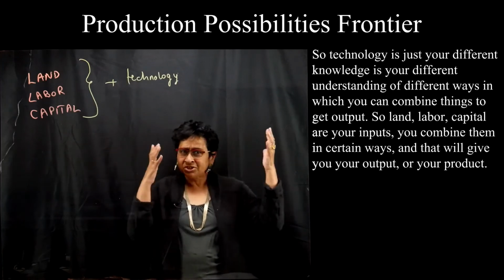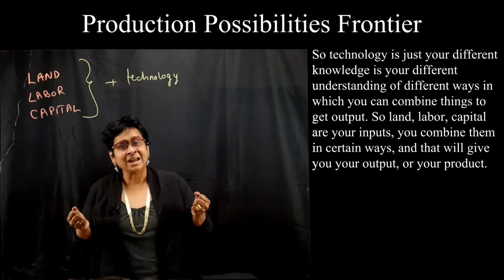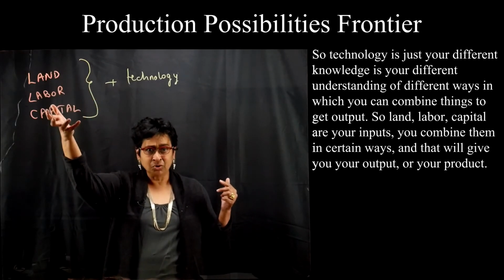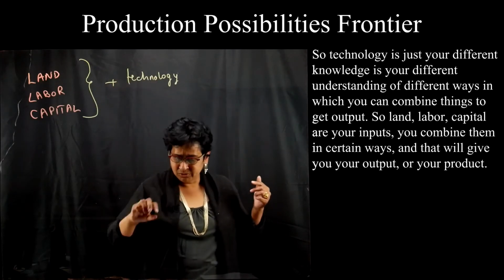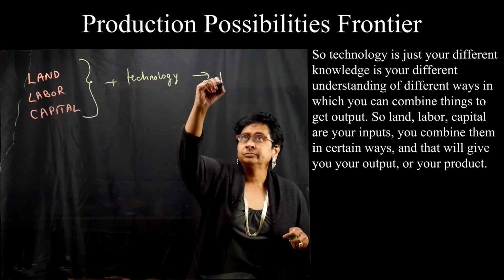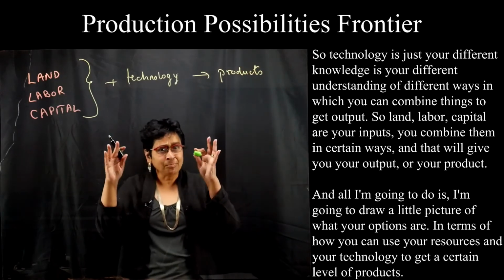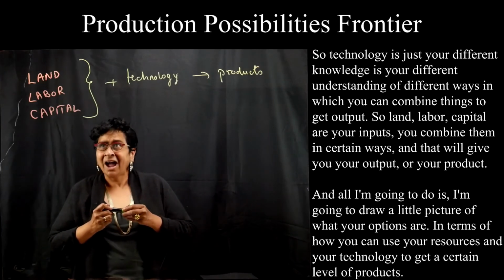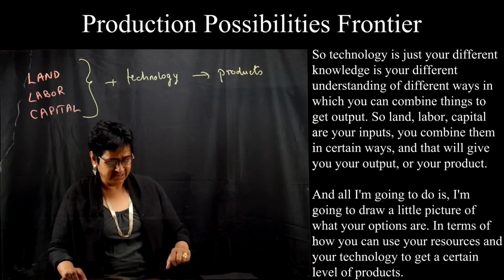So technology is just your different knowledge, your different understanding of different ways in which you can combine things to get output. So land, labor, capital are your inputs. You combine them in certain ways, and that will give you your output or your products. And all I'm going to do is draw a little picture of what your options are in terms of how you can use your resources and your technology to get a certain level of products.